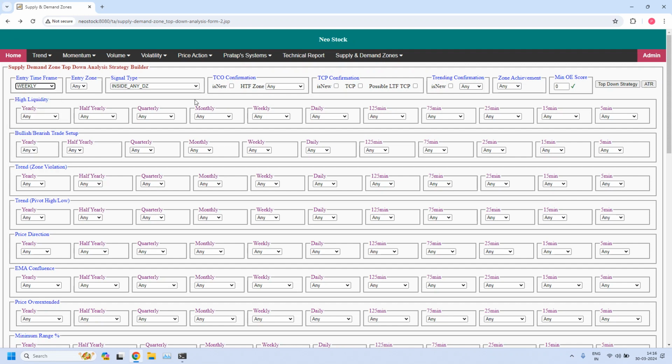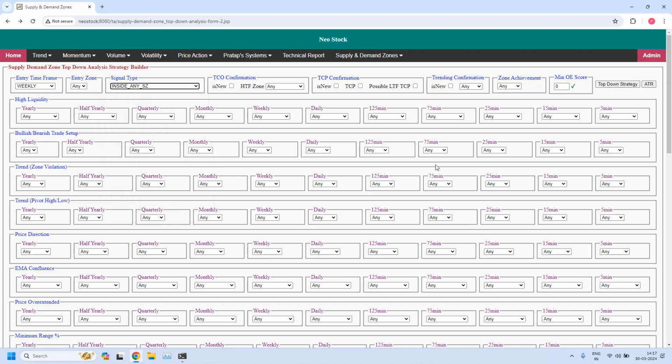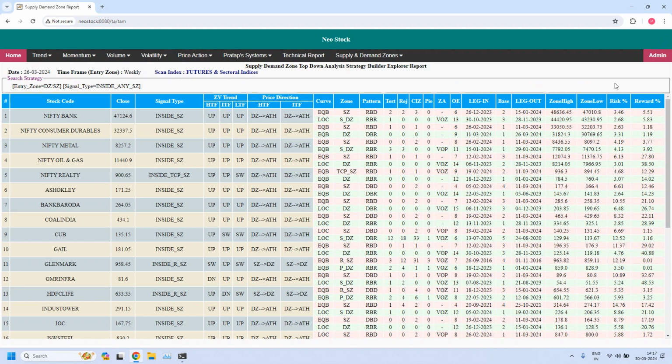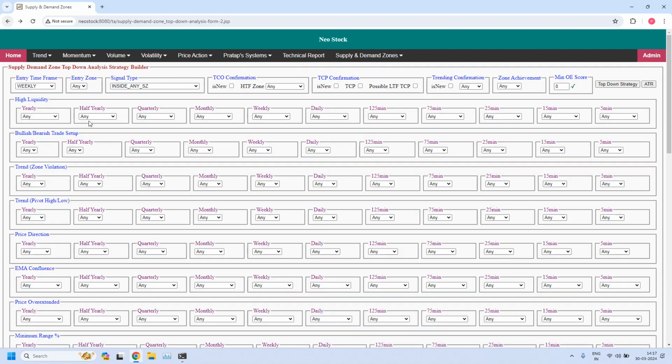For weekly time frame, let us find the stocks where price closed inside weekly supply zone. So this is the filtered list. Let me scroll down. So total 29 stocks are filtered where price closed inside weekly supply zone. So let me go back.